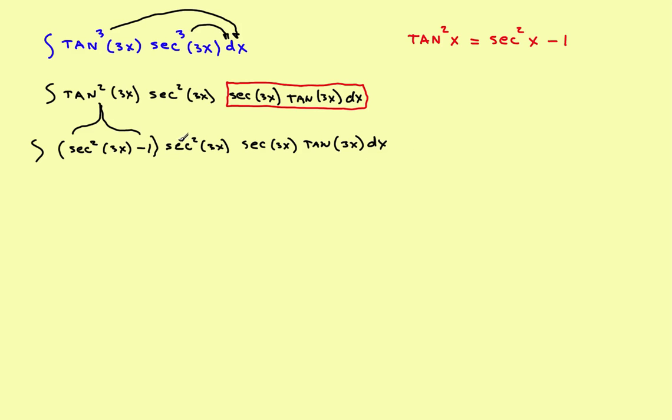So the next thing is take this secant squared and distribute it across this parentheses. So a secant squared times a secant squared gives you a secant to the 4th. So this is going to be a secant to the 4th of 3x. And then finally, this thing times 1 gives you minus a secant squared of 3x. And then we'll put parentheses around this. And then you've still got the secant of 3x times the tangent of 3x. So you've still got those two.